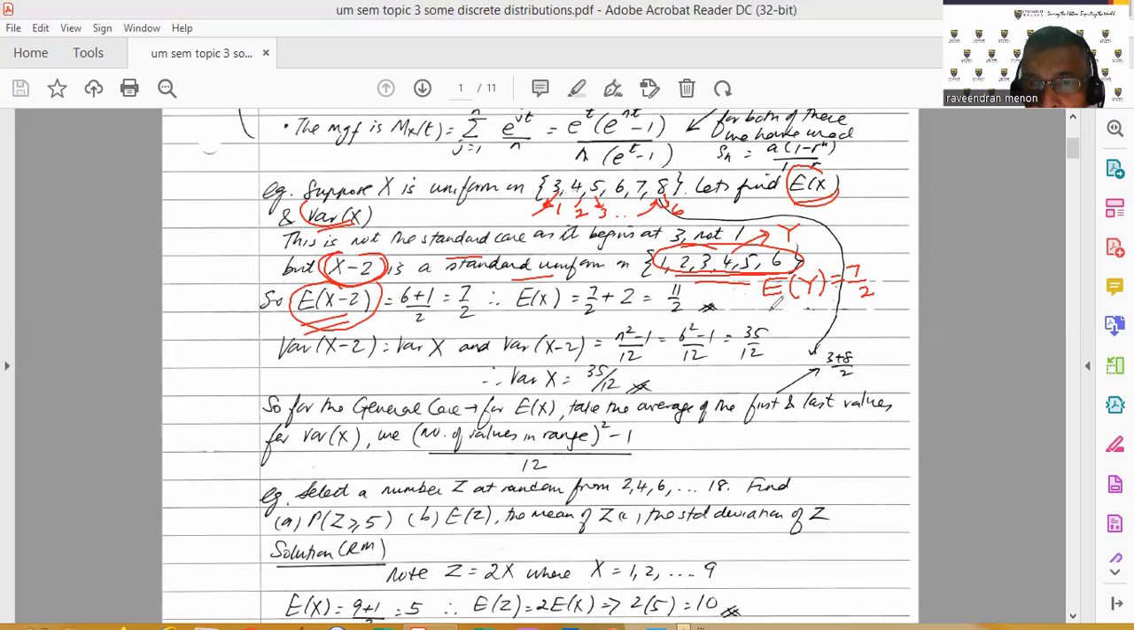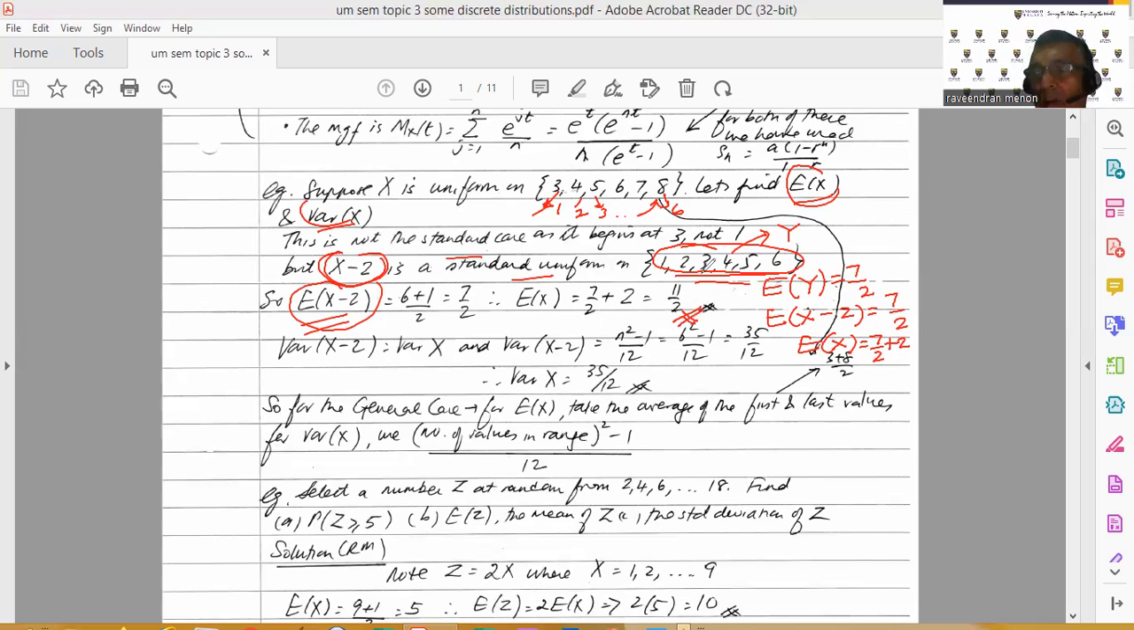And so the expected value of x minus 2 will be 7 over 2. So you can work out the expected value of x, which will be 7 over 2. Bring this negative 2 across, it becomes plus 2, and you'll get your answer.